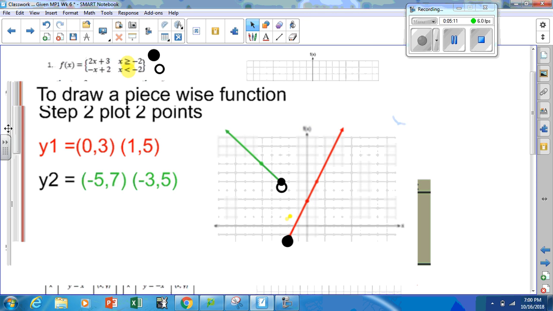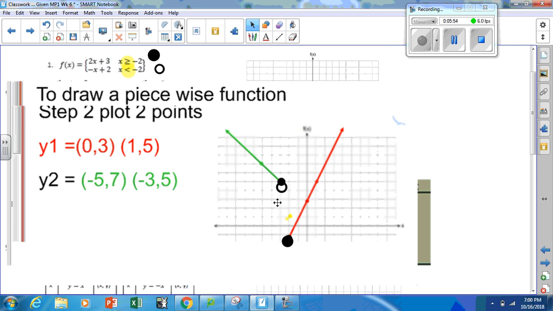We're going to plot 2 points. All right. I like to plot easy peasy points. 0, 3. All right. 0, 3 right there. 1, 5 right there. I'm going to extend the line because -2 is where I want to focus on. Now at -2, because it's greater than or equal to, I need to have a closed circle. Closed circle. Inclusive. Enclosed circle. All right. Because at -2, this is less than, so anything less than -2 would be values like -5 or -3. Open circle.